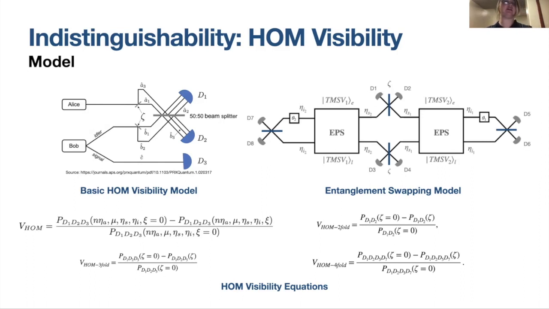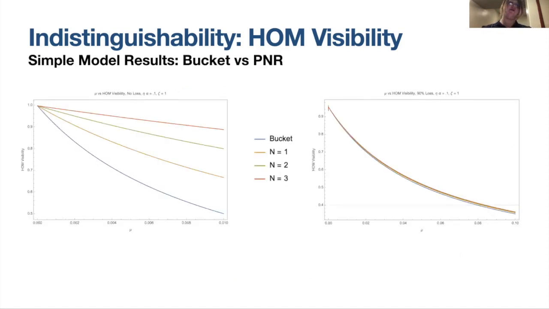This model is shown on the left. We can also calculate Hong-Ou-Mandel visibility for more complicated models, such as entanglement swapping, which will be discussed a little bit more later. In particular, we can discuss it for different combinations of detectors, such as 4-fold detections, 3-fold detections, and 2-fold detections, as you can see by the equations below. Now, when HOM visibility is closer to 1, this means that the photons are more indistinguishable, which is better.